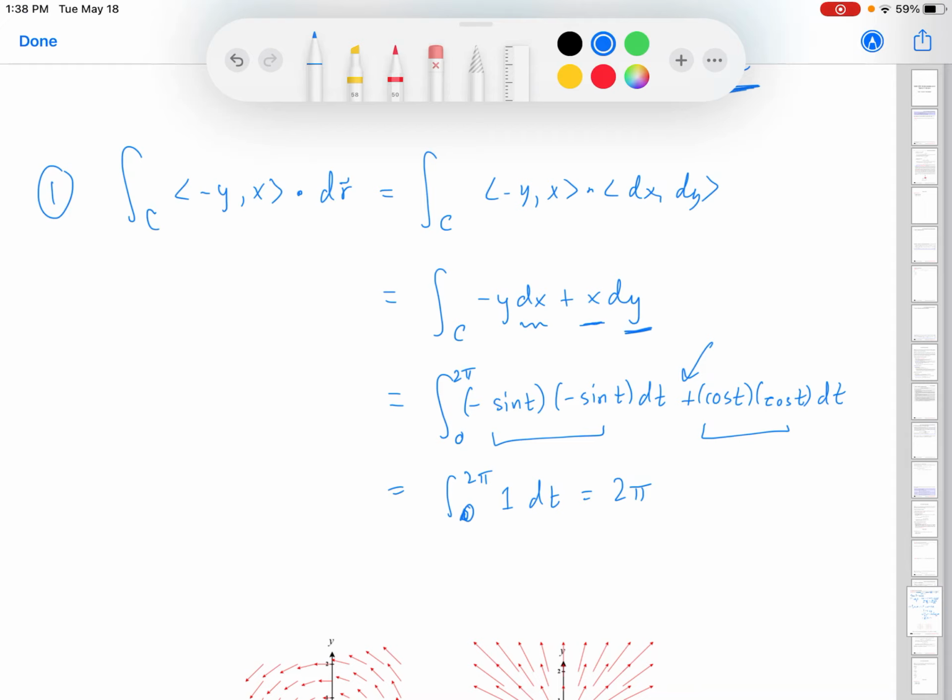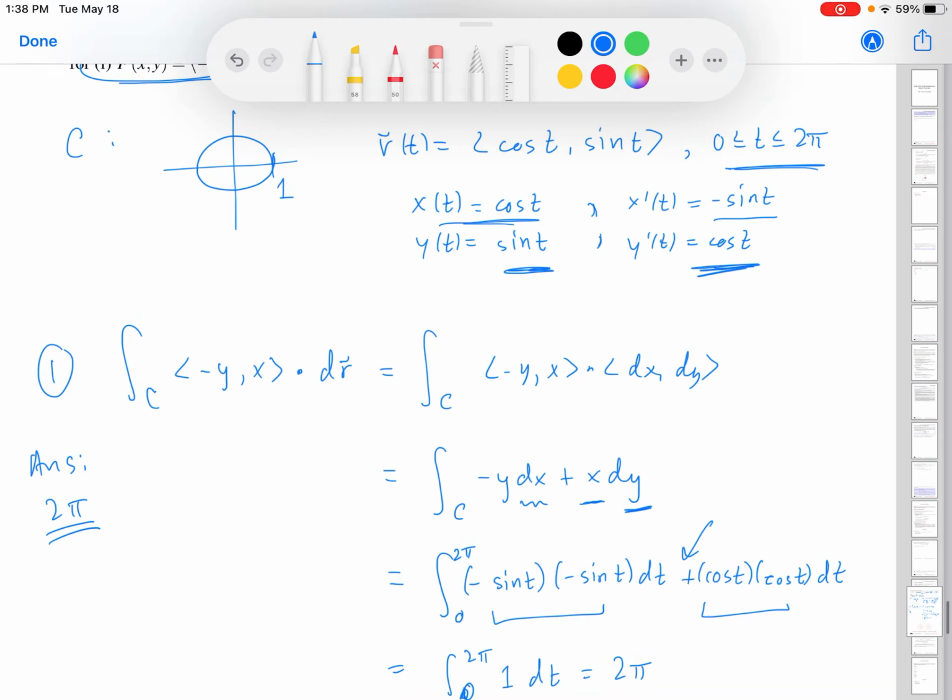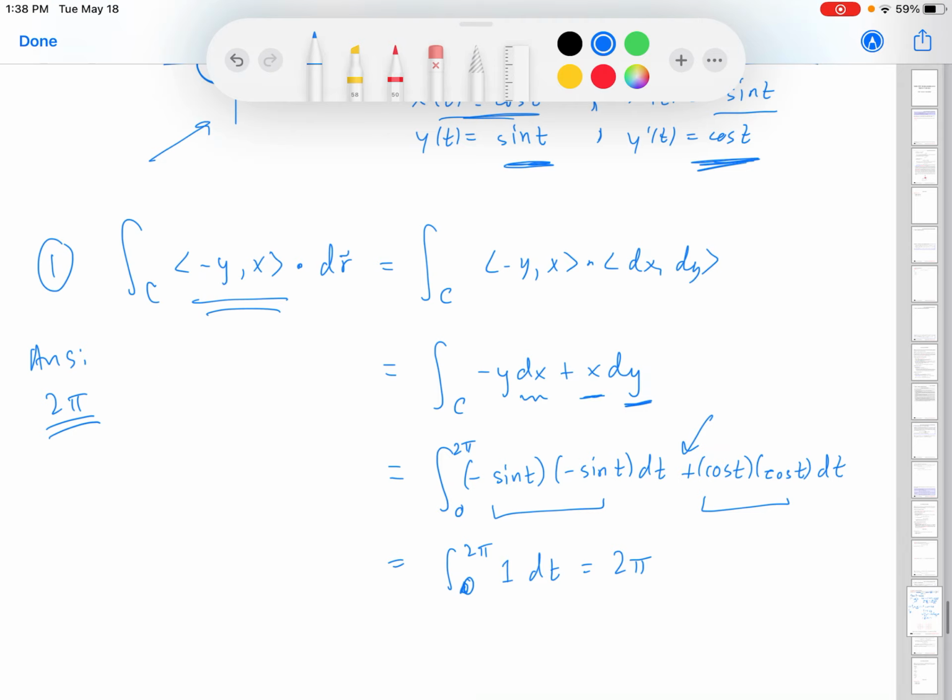Okay, so for number 1, I'm going to say answer, because I'll have to erase this to give myself room. Answer is 2 pi. So in other words, if we were thinking about this vector field, and we plotted this vector field, and then we drew this unit circle, and we looked at the work done by the field in moving this fictitious particle around this curve once, the answer would be 2 pi. I could give you units, but they're not going to mean much because I don't have other units in the problem.